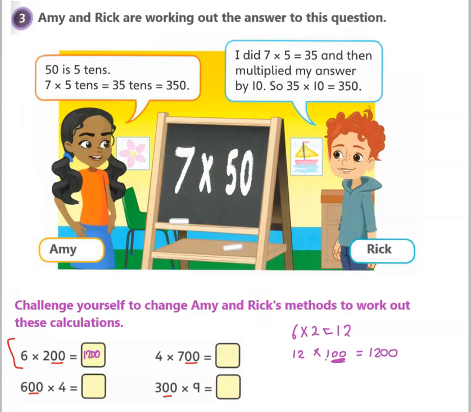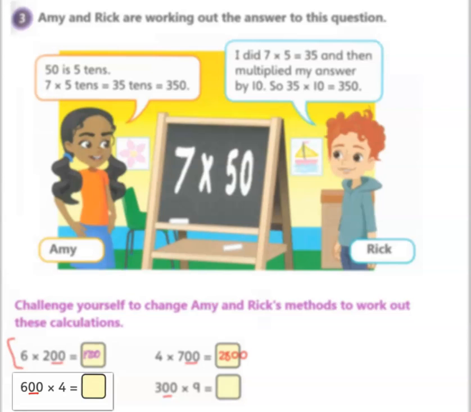You decide which method you want to get practice with. Do you prefer Amy's method or Rick's method? Come back and see how well you did. So let's have a look. 4 times 700. Well, applying Rick's method is 4 times 7 is 28. 28 times 100 is 2,800.